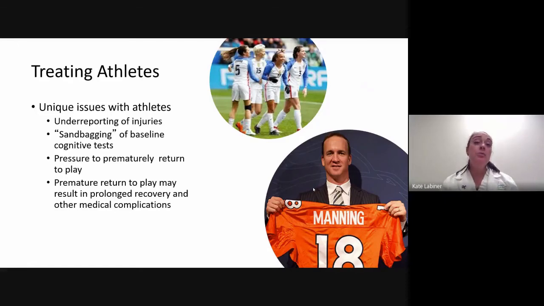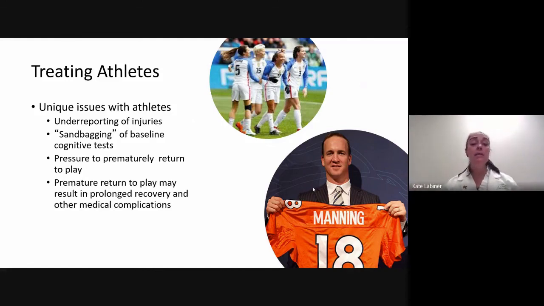Treating athletes is unique in comparison to treating other people. You have chronic underreporting of injuries in athletes. You have sandbagging on baseline testing. So when they looked, for example, at the NFL, NFL guys in an anonymous survey actually admitted to sandbagging on their baseline cognitive testing. So what that means is you intentionally do poorly on the baseline test. So then if you were to get a head injury, the amount that you'd have to score on the test to be at your baseline is lower than what your baseline actually is.